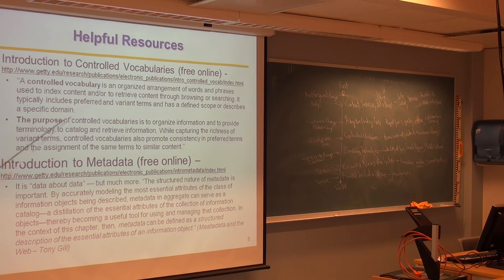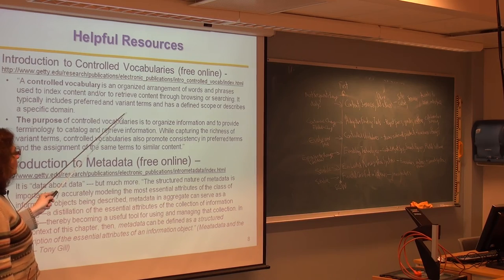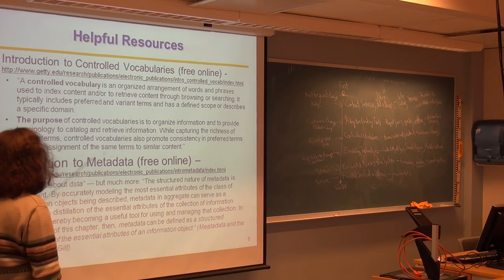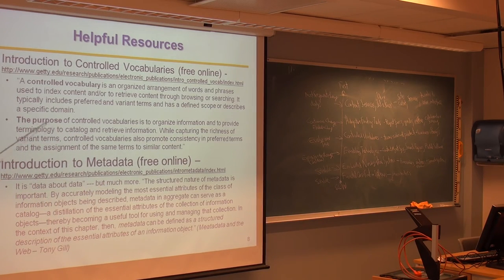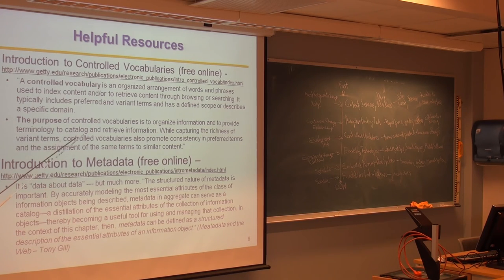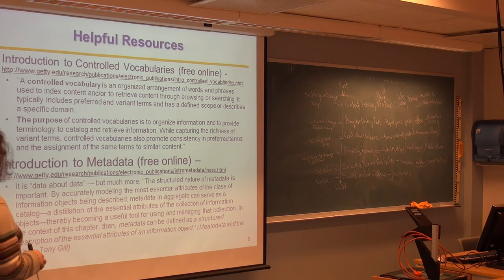It typically includes preferred and variant terms, which we talked about previously, and has a defined scope or describes a specific domain. The purpose of controlled vocabularies is to organize information and provide terminology to catalog and retrieve information. So if you have products, it allows you to find them in the search and helps the customer find what they're looking for. So when I was looking for this term for this company, I couldn't find the right term because it was different.